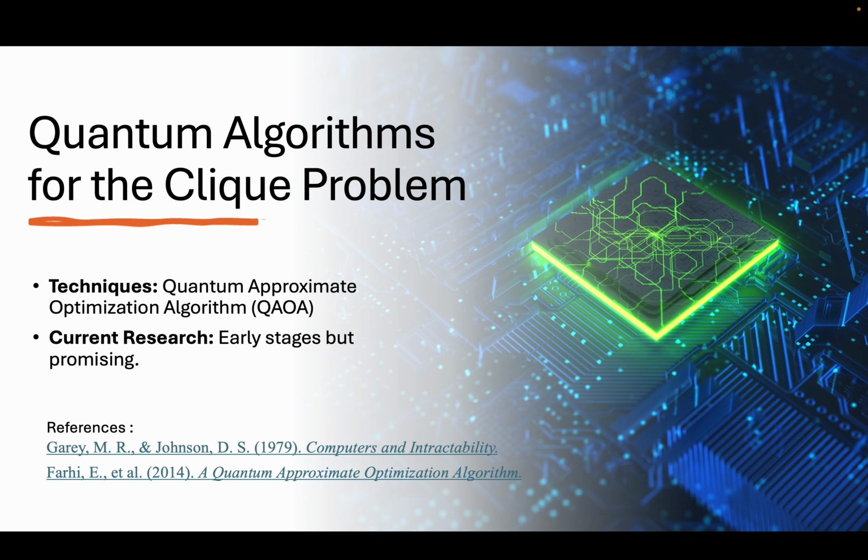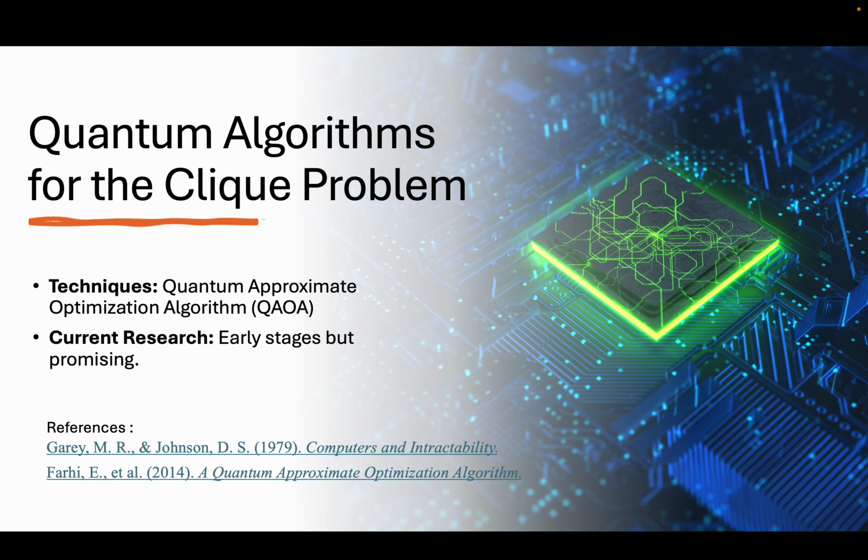Now we'll discuss the quantum algorithms for the clique problem. Quantum computing is an exciting new frontier that could potentially solve NP-complete problems like the clique problem much faster than classical computers. The quantum approximate optimization algorithm is an example which encodes the graph into quantum states and optimizes a cost function. It's designed to handle combinatorial optimization problems, including finding the largest clique.